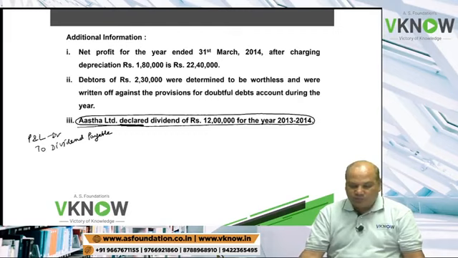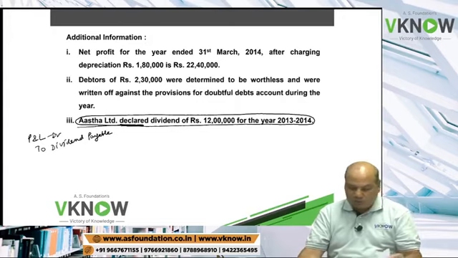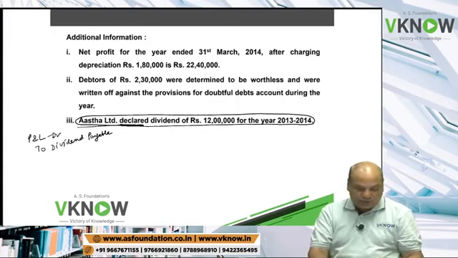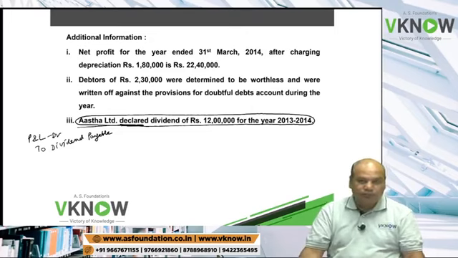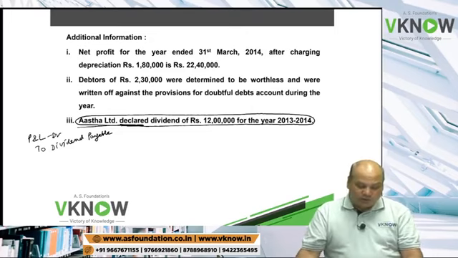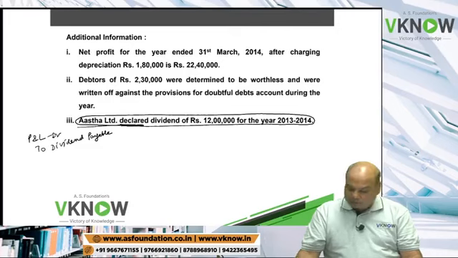Entry for dividend payable, P&L account debit to dividend payable account, and that is why in your balance sheet last item liability side dividend payable is appearing.